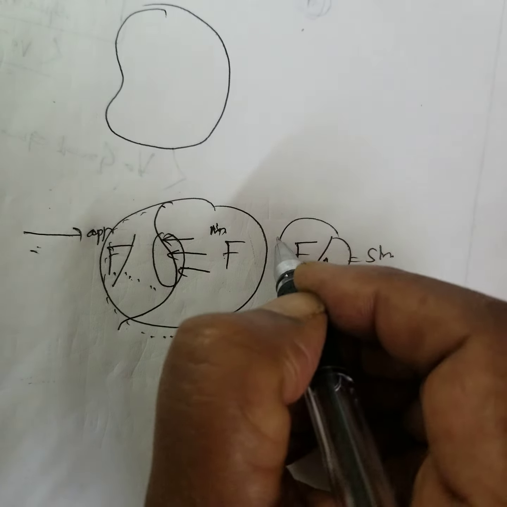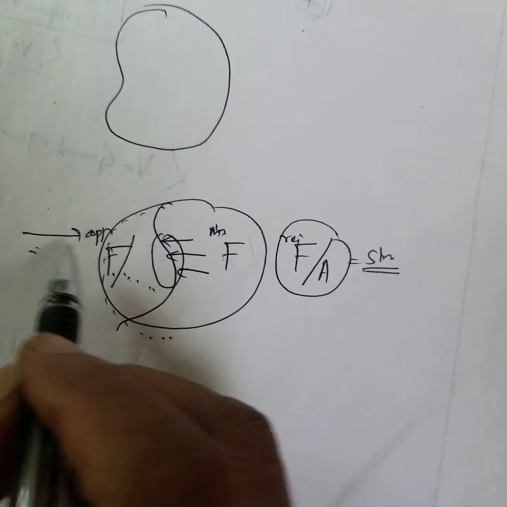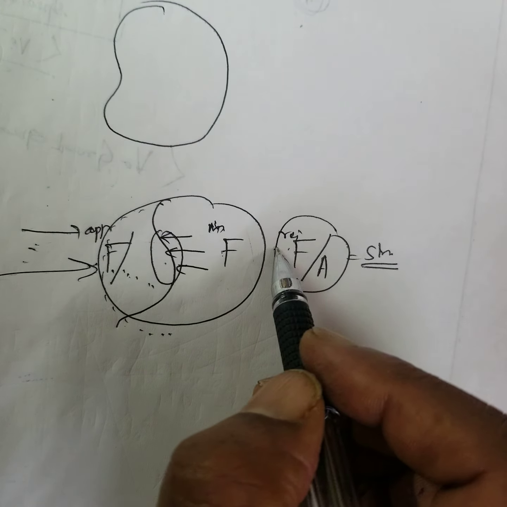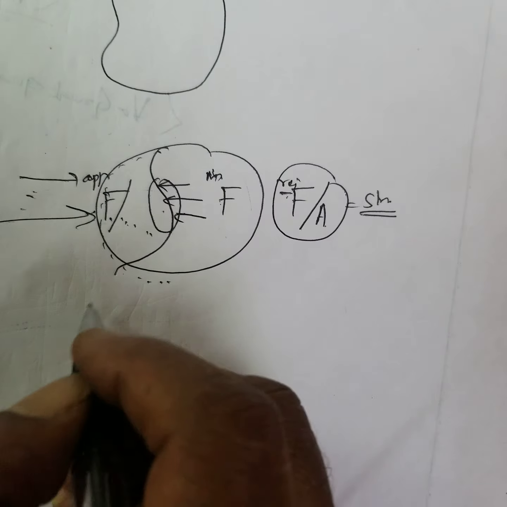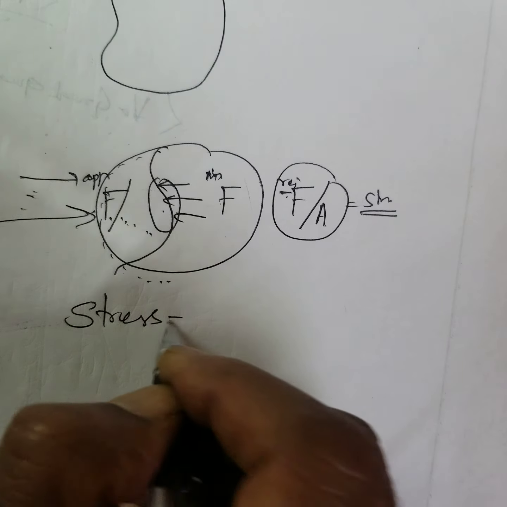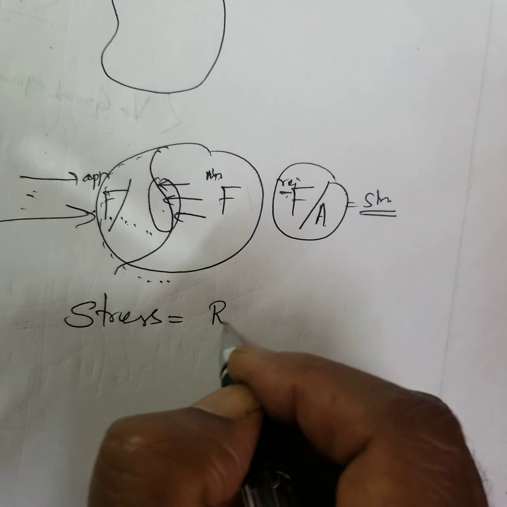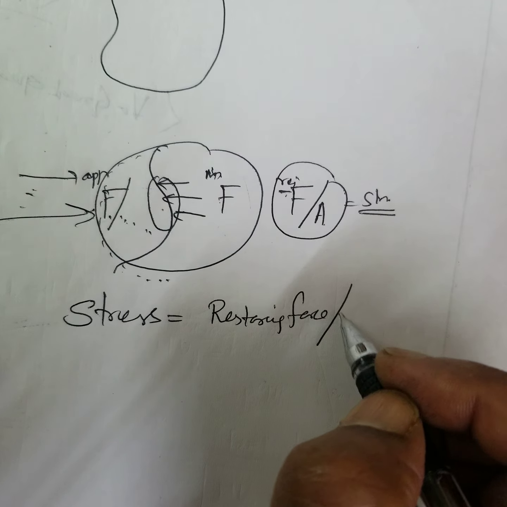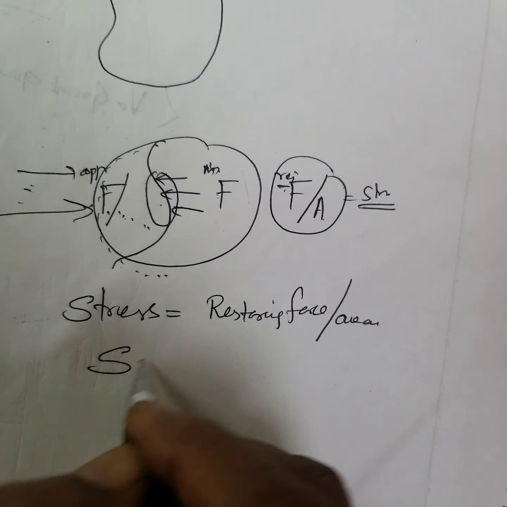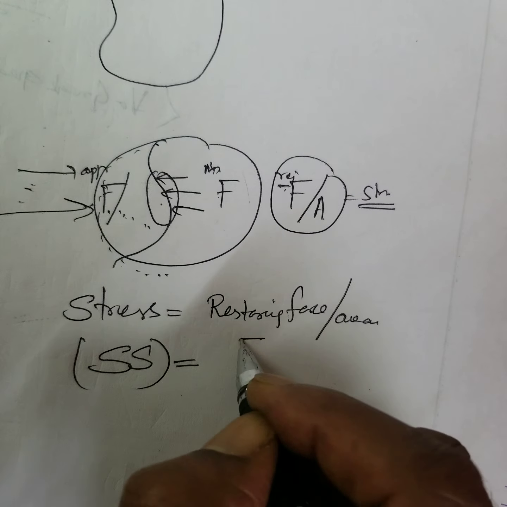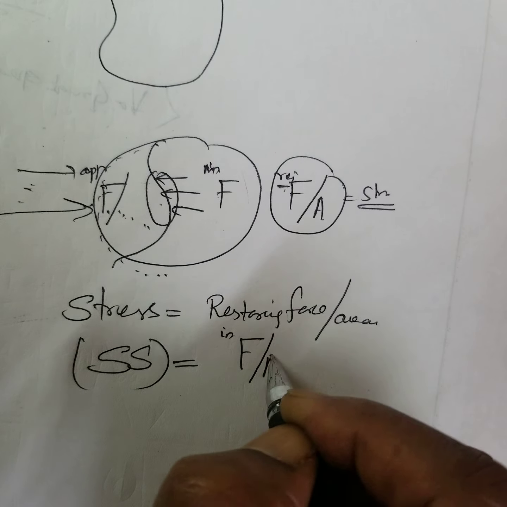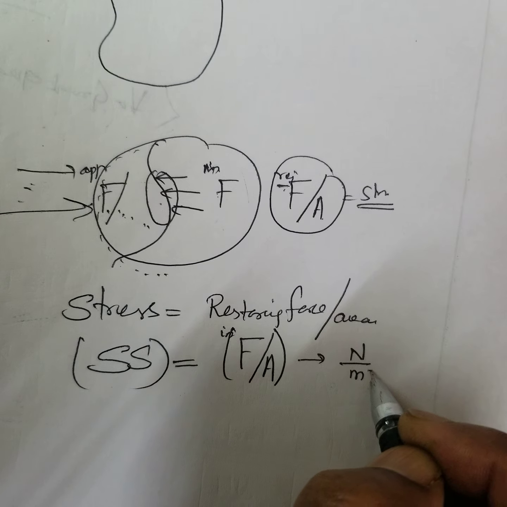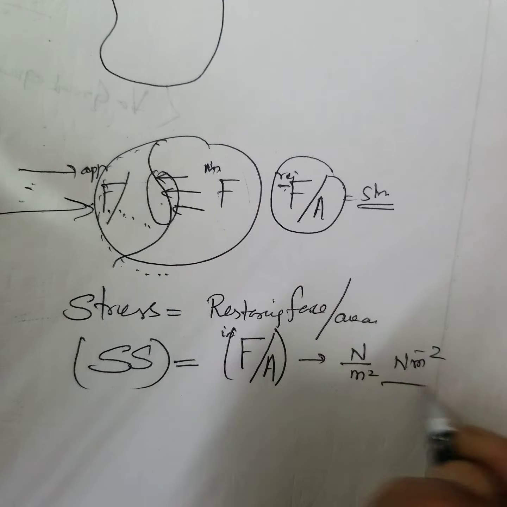Try to understand this. What is exactly stress? Everybody say, stress is what? Force per unit area. The applied force is equal to the restoring force per unit area. Therefore, what is stress? Stress is called restoring force per unit area. This is the general reference: internal restoring force per unit area. The unit is Newton per meter square.